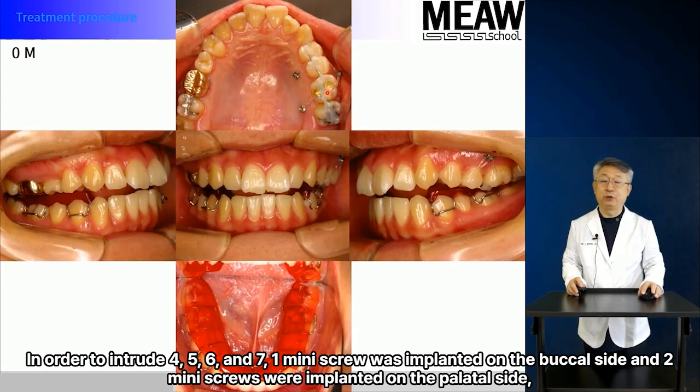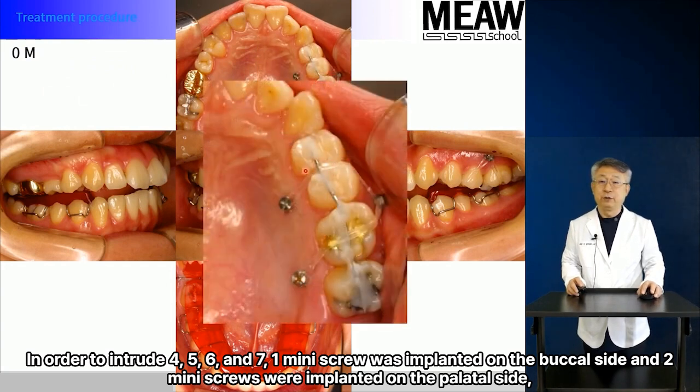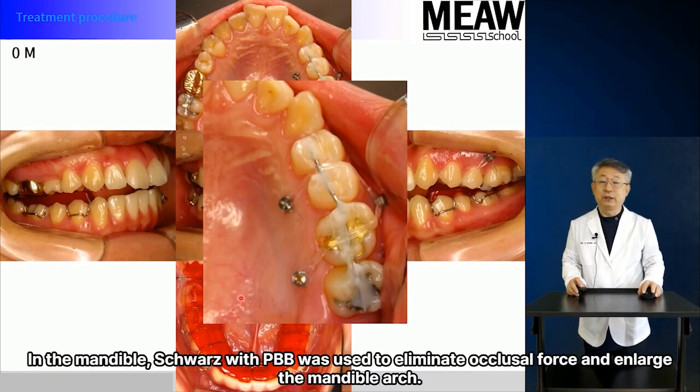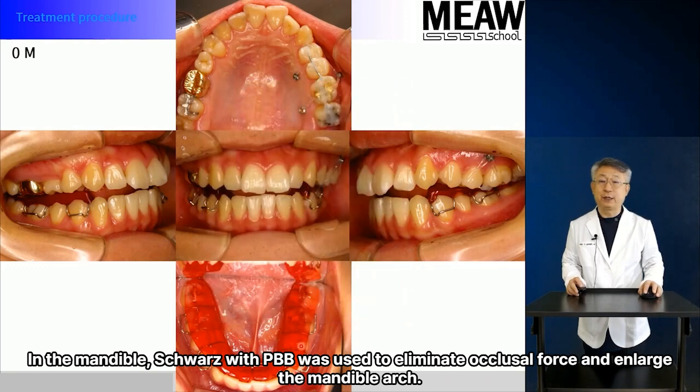In order to intrude 4, 5, 6, and 7, one mini screw was implanted on the buccal side, and 2 mini screws were implanted on the palatal side, and a power chain was used to pass the auxiliary wire on the occlusal surface. In the mandible, Schwartz with PBB was used to eliminate occlusal force and enlarge the mandibular arch.